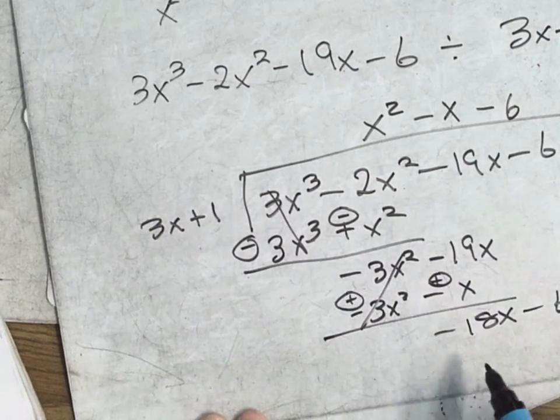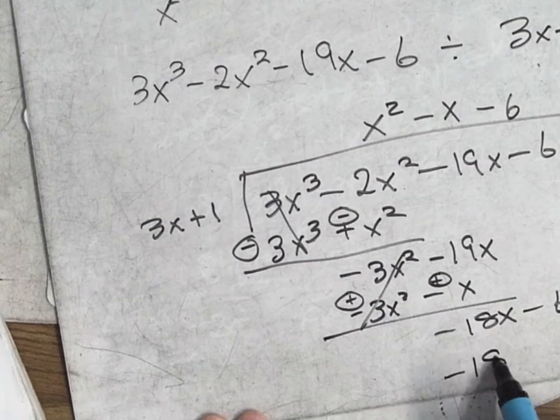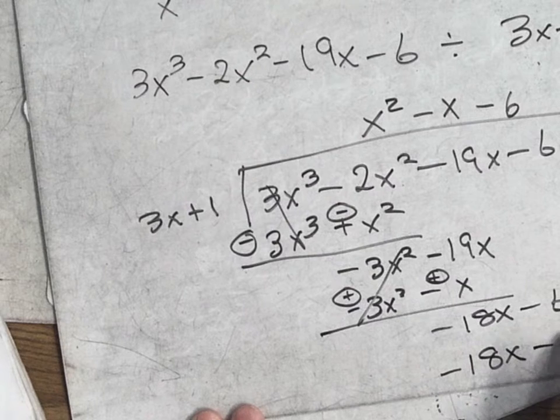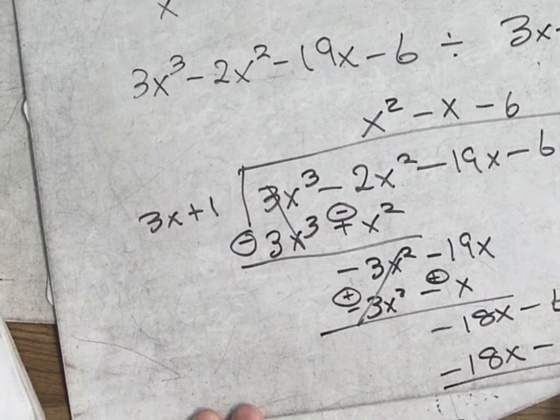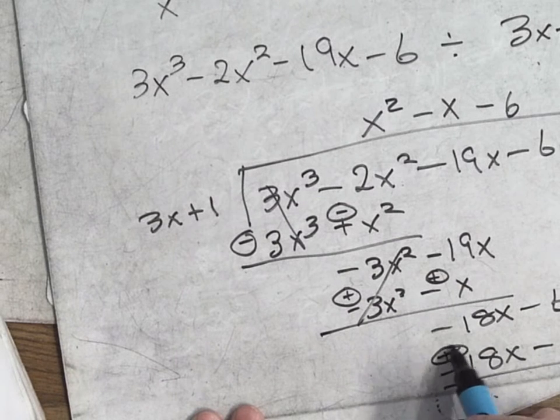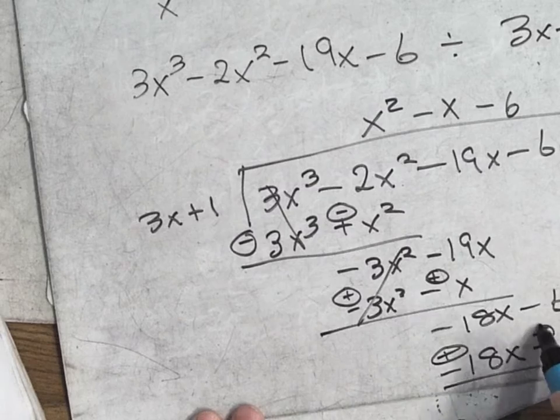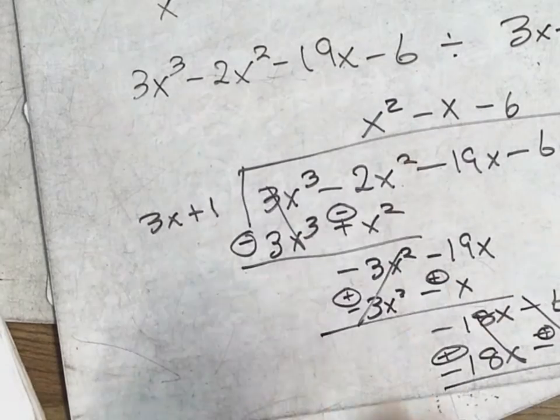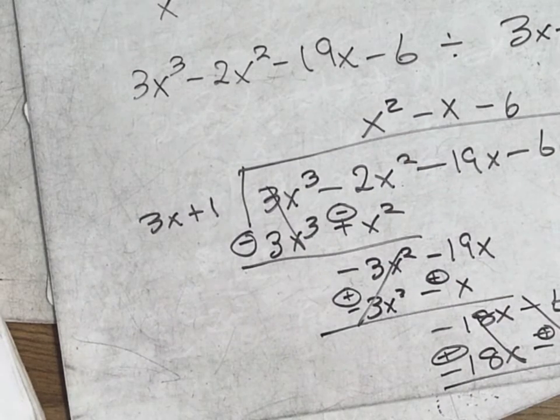Minus 6 by 3x is minus 18x. Minus 6 by plus 1 is minus 6, right? And then change the signs and everything cancels, meaning there's no remainder. And there's my answer up top. Okay? So that's how you do it that way.